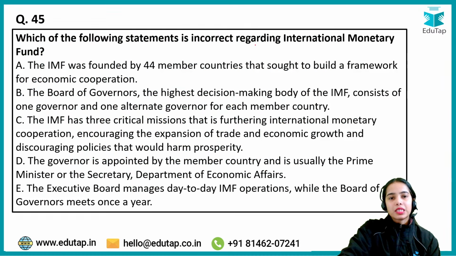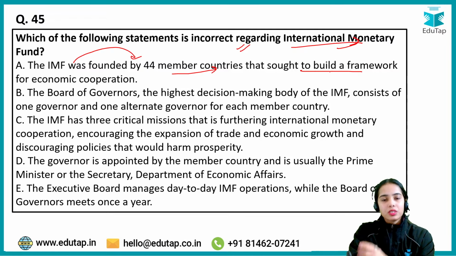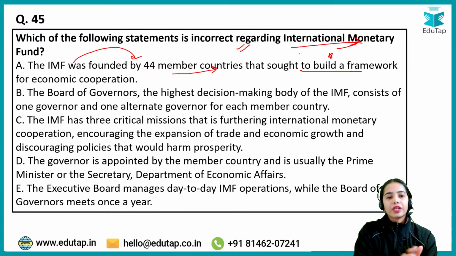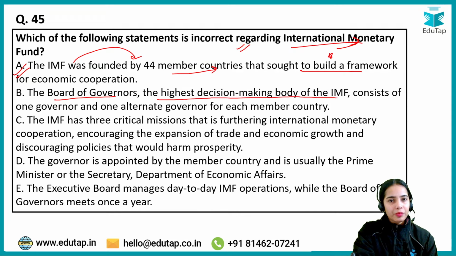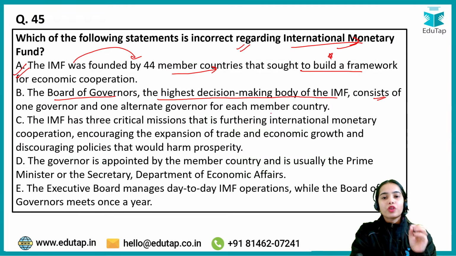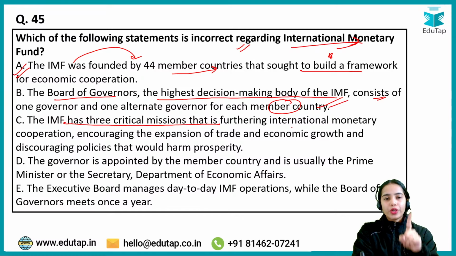Now, which of the following statements is incorrect regarding the IMF? So IMF was founded by 44 member countries that sought to build a framework for economic cooperation. So yes, in the Bretton Woods conference there were 44 allied member countries that came together to focus on building a framework for economic cooperation between the countries. This seems correct. Board of Governors is the highest decision-making body of the IMF. Is it so? Correct. The Board of Governors consists of one governor and one alternate governor from each member country. Correct. IMF has 3 critical missions: furthering international monetary cooperation, encouraging the expansion of trade and economic growth, and discouraging policies that would harm prosperity. So this also seems correct.